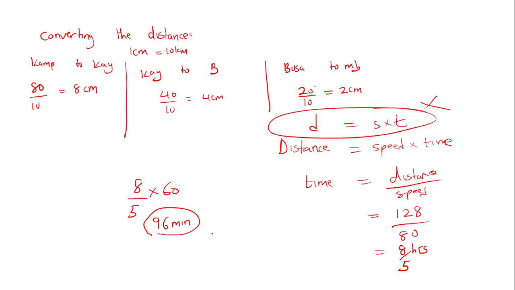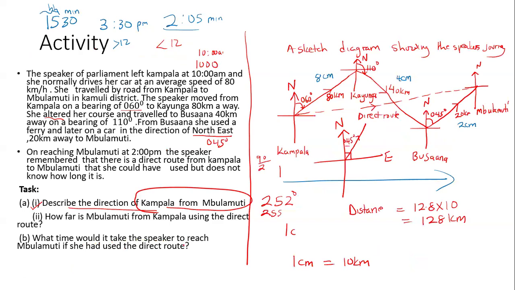Very good. So now your conclusion is going to be that it will take the speaker 1 hour and 36 minutes to reach Bulamuti if she had used the direct route. Is that fine? Now, in your conclusion, they asked you, so now you have known that it is 1 hour and 36 minutes. But you have told it because they asked, what time would it take the speaker to reach? So that is the time.